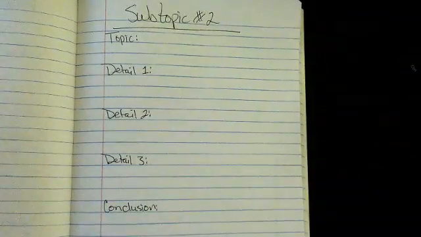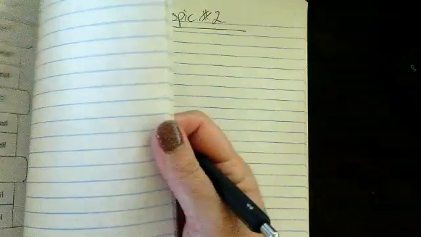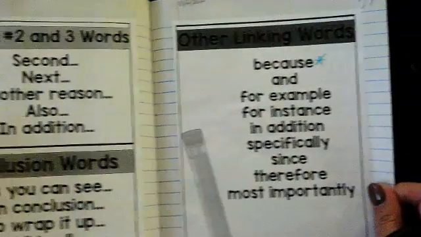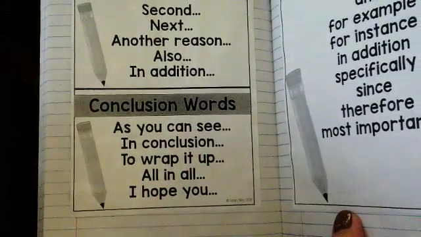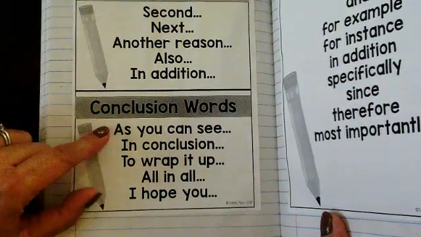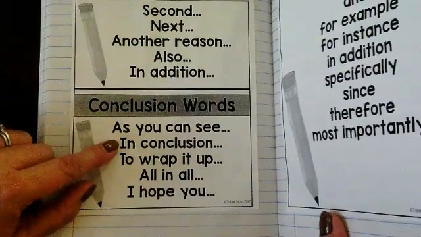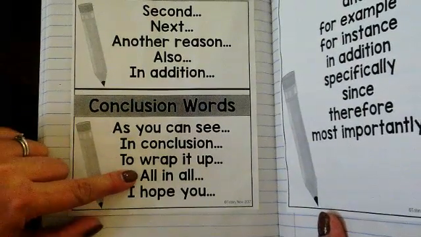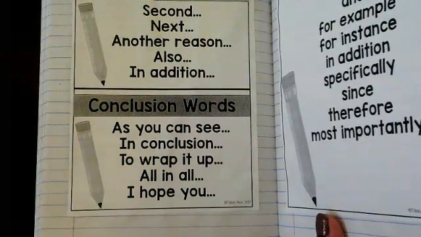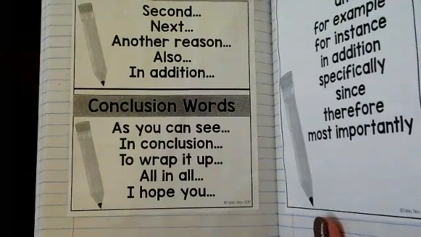Okay? One thing I did notice, when it came to conclusions yesterday, some of us were a little off. Back in our journal, we have these pages. We used them with opinion writing. If you were not with me for opinion writing, take a look. We had one that was sentence starters for conclusions. It was called conclusion words. Things like, as you can see, in conclusion, to wrap it up, all in all, and I hope you. Those are all ways that we can start a conclusion sentence.